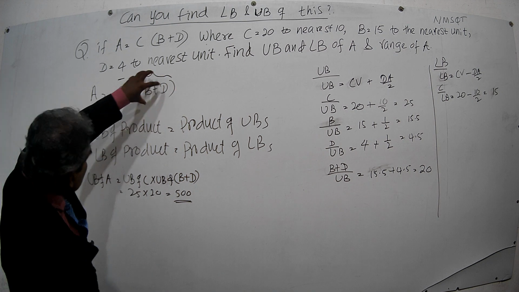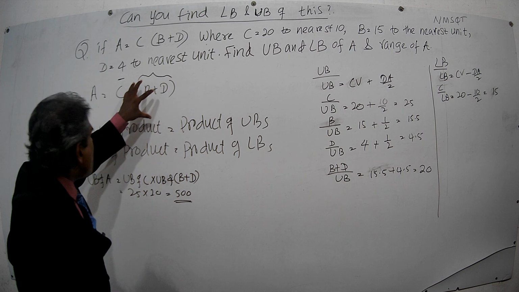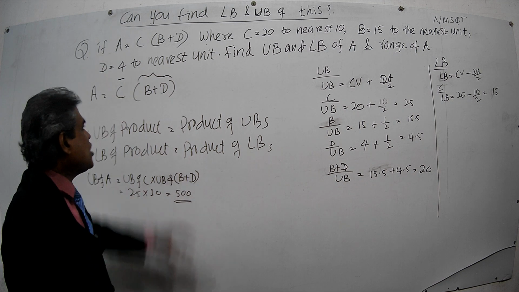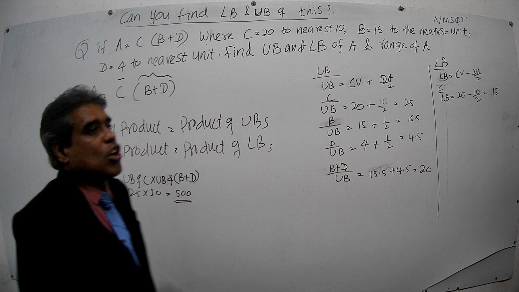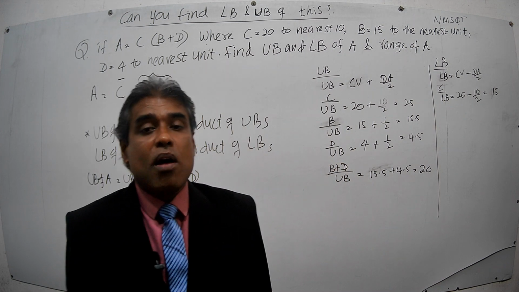To get the lower bound of this whole block, that is the addition, you have to get the lower bound of an addition. We have done a video on the lower bound of sum. Actually, addition means sum. We have done the video on the lower bound and upper bound of sum.